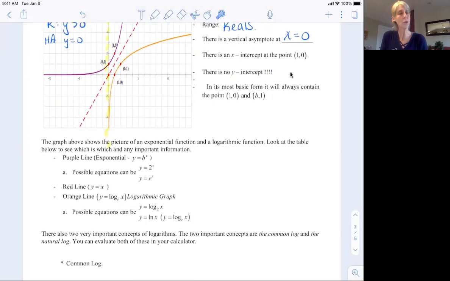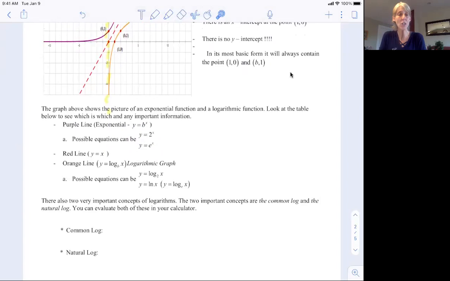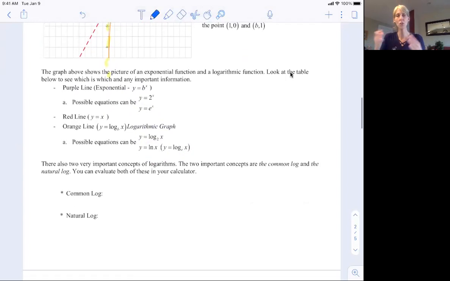And just to show you how our functions can be written, when we have our exponential function, y equals 2 to the x or y equals e to the x, we're used to seeing those. They're easy enough to understand. Possible equations for log functions: y equals log base 2 of x, or y equals ln of x, and this is a special case for log base e. So the inverse of e to the x is ln x. And all of these things should start coming back to you from last year.